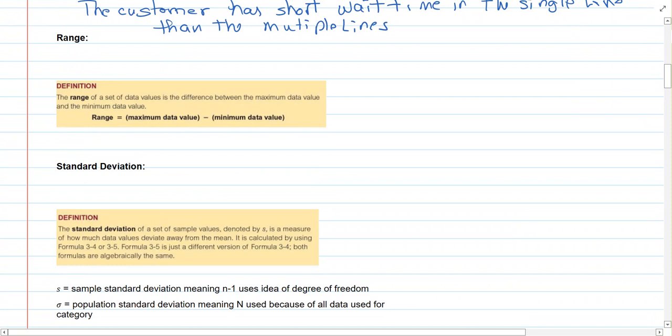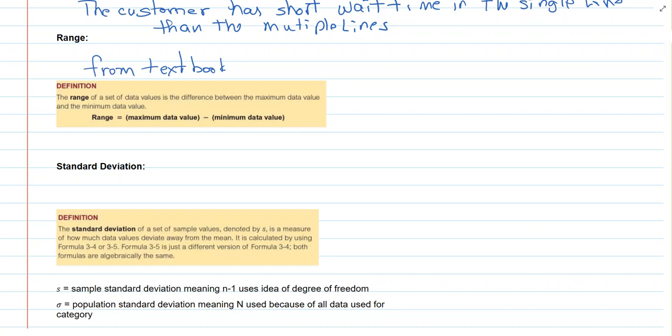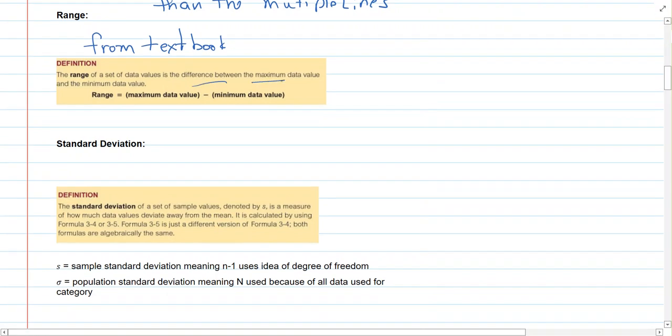And here's the formula from the book. It says, and it's elegant because what I gave you was a generality, the range of a set of data values is the difference between the maximum data and the minimum data. So differences always mean subtraction.